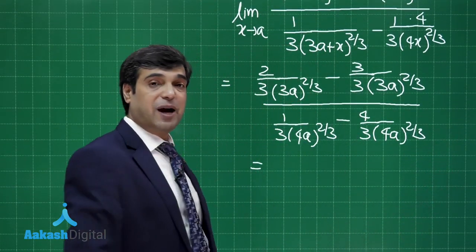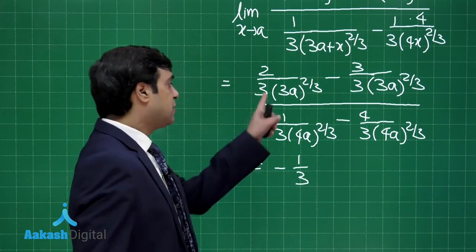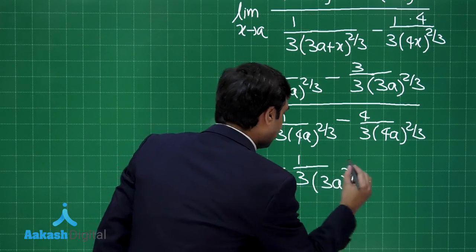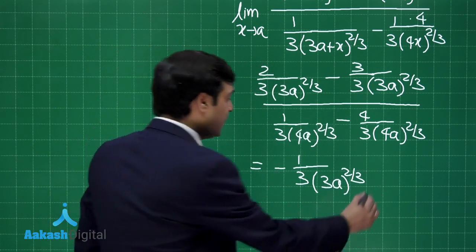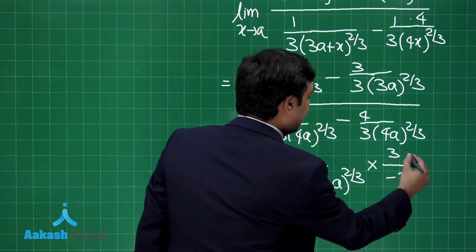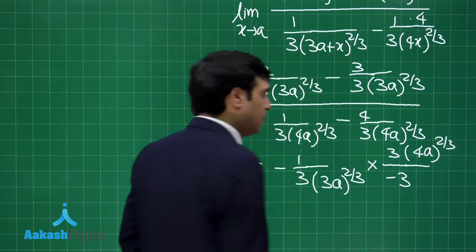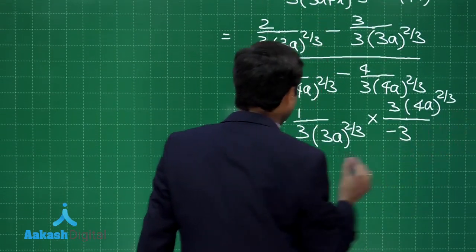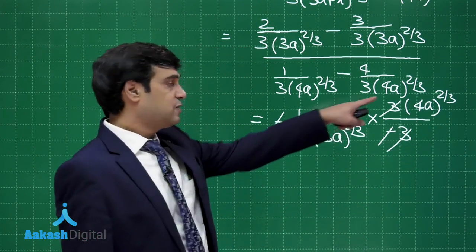2 by 3 minus 3 by 3, that is simply minus of 1 by 3 minus 1 by 3. Also in denominator you have (3a) raised to the power 2 by 3. Correct? Now in denominator 1 by 3 minus 4 by 3, that means minus of 3 by 3, and now in numerator you have (4a) raised to the power 2 by 3. It comes from denominator part. Now we can see that some terms are cancelled, like negative sign is cancelled, 1, 3 is also cancelled. A is also cancelled.